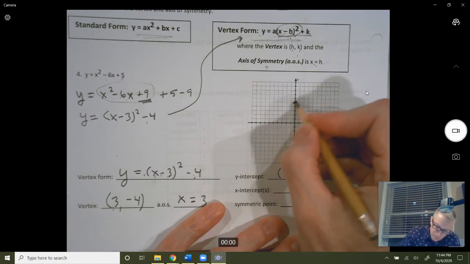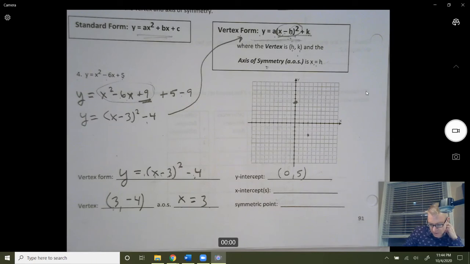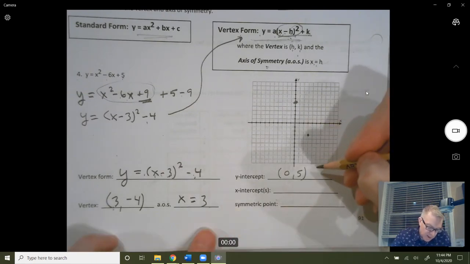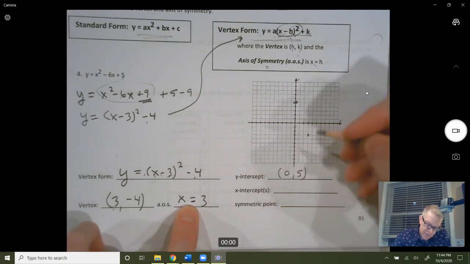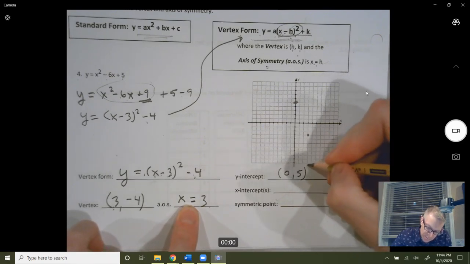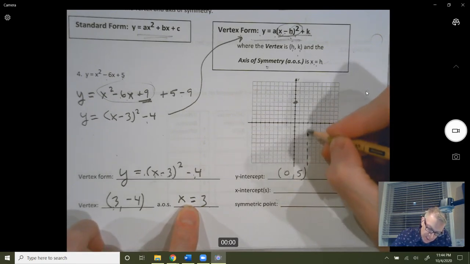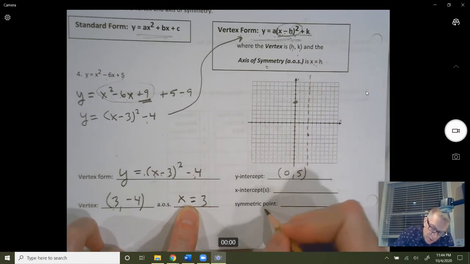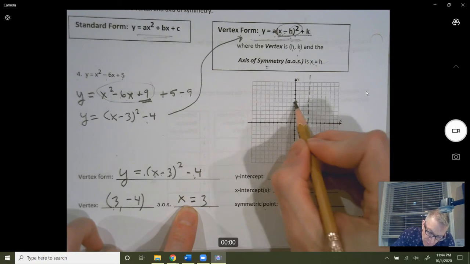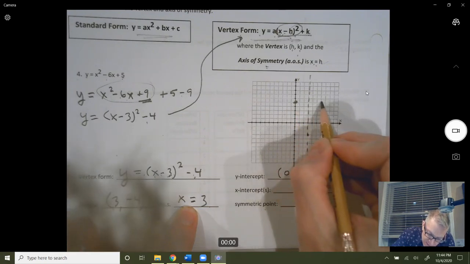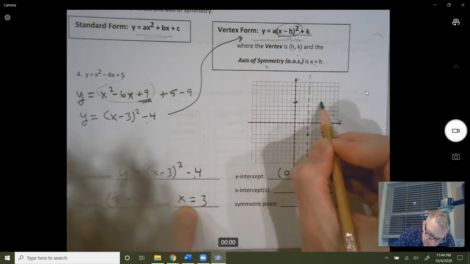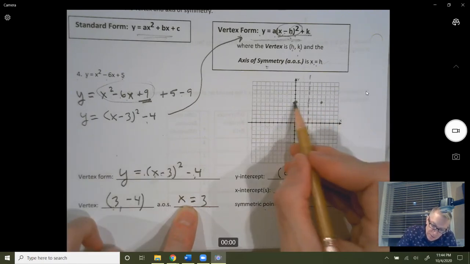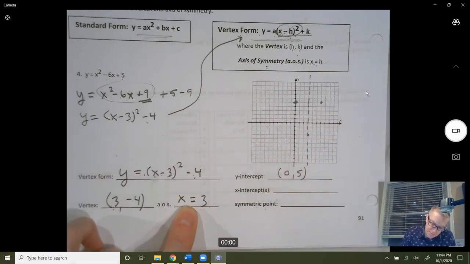And a symmetric point just means like the mirror image point on the other side of your axis of symmetry. Our axis of symmetry is x equals 3. So we usually draw that as a dotted line. Our symmetric point, usually we find the symmetric point with the y-axis. So it's the mirror image on the other side of your axis of symmetry.